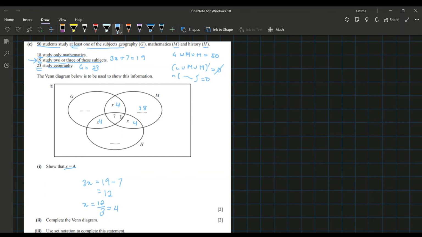And now we can use this information to calculate the number of students that study only geography. We know the number of students that study geography in total should be 23. So it should be 4 plus 7 plus 4 plus, let's say, y, which represents this, is equal to 23. So 15 plus y should equal 23. And so 23 minus 15 should give me y, which is equal to 8.